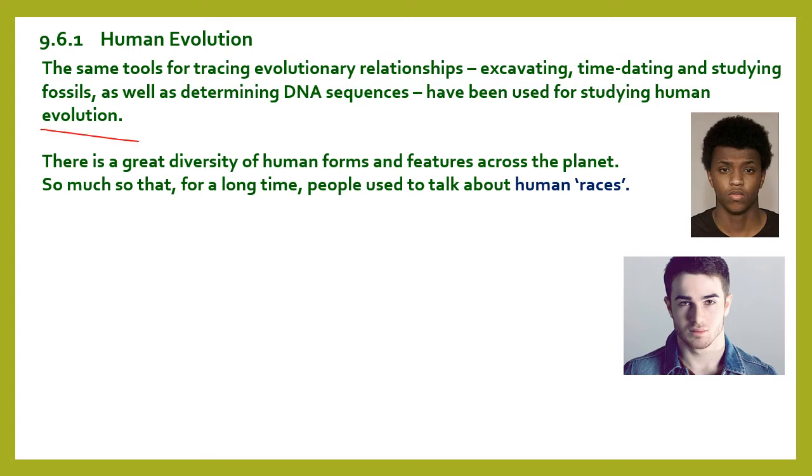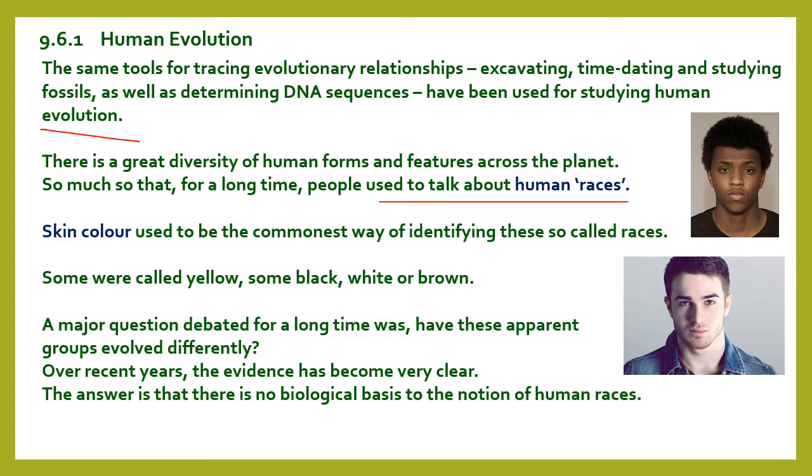There is a great diversity of human forms and features across the planet, so much so that for a long time people used to talk about human races. Skin color used to be the commonest way of identifying these so called races. Some were called yellow, some black, some white, and some brown. A major question debated for a long time was, have these apparent groups evolved differently?